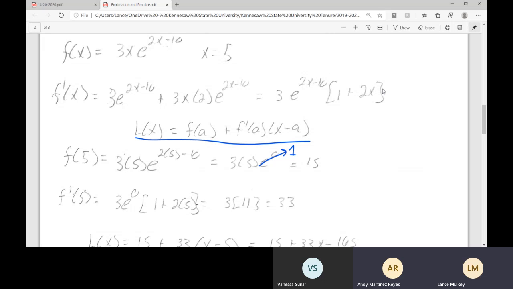Oh, so I did 6x. Would that be wrong? So you did 3 plus 6x. And I did 3e^(2x−10) plus 6x e^(2x−10). Oh yeah, that's the same thing. I just pulled out a common factor. I got 45, for some reason.